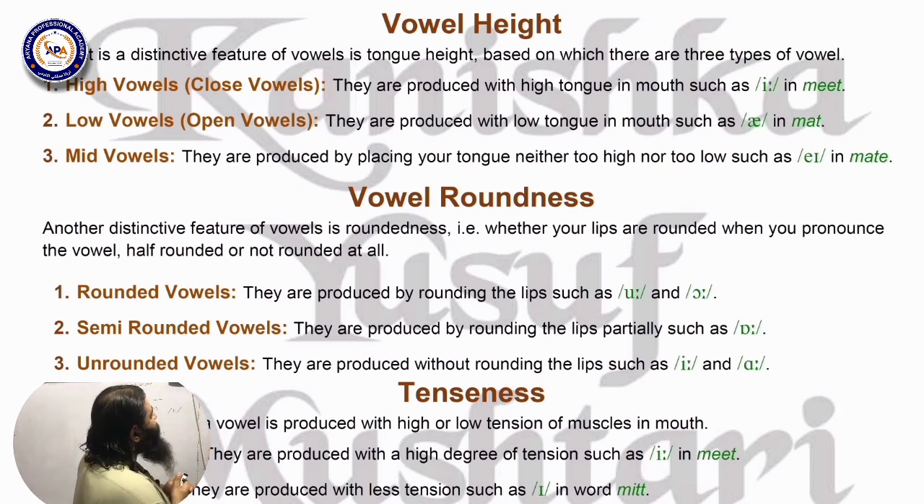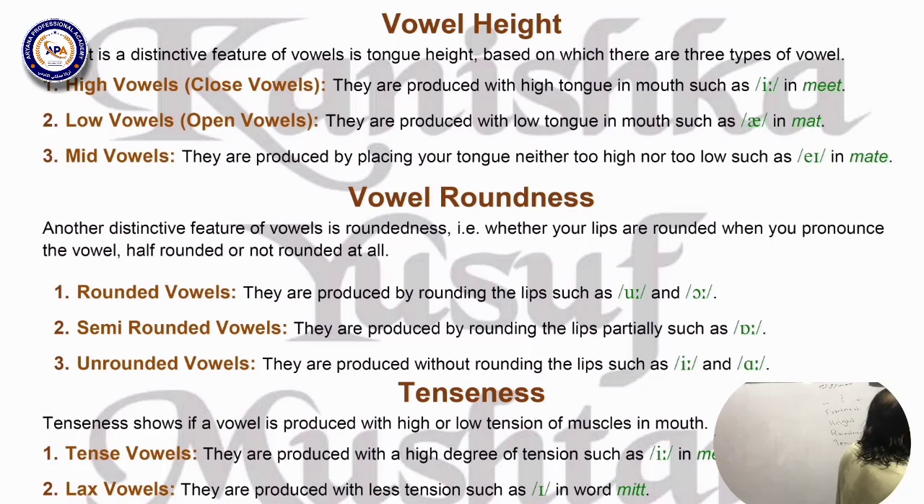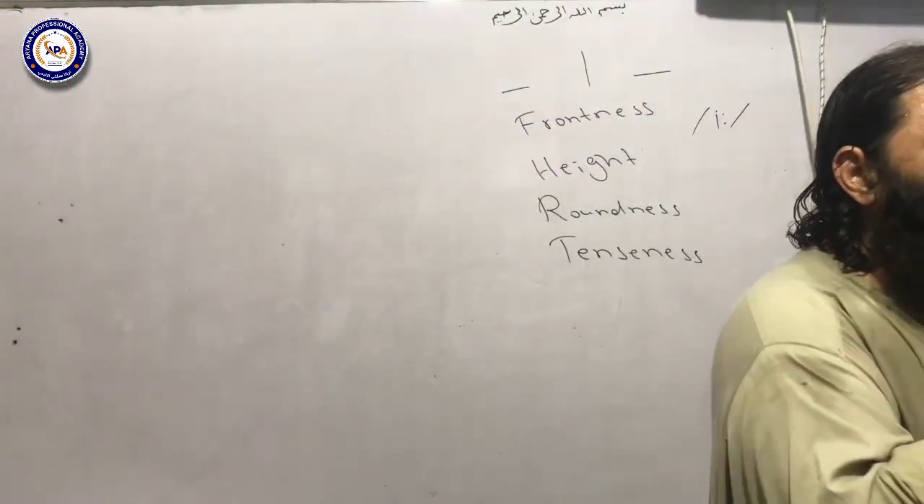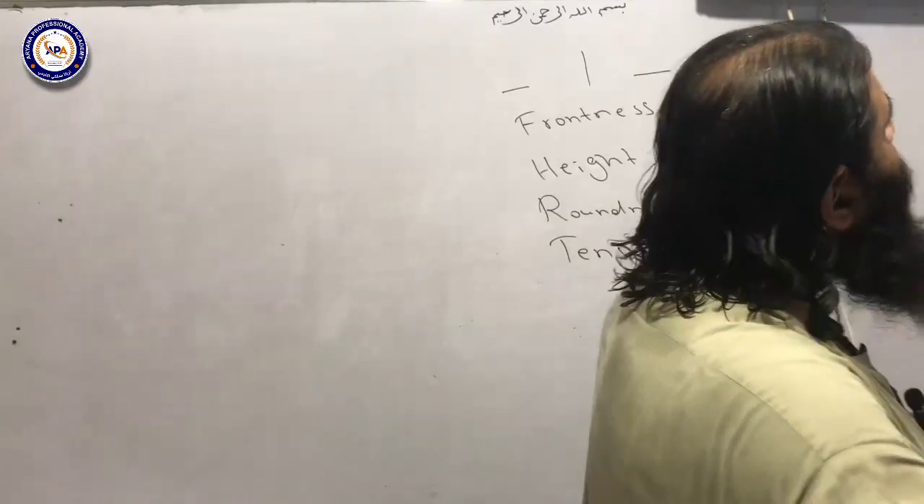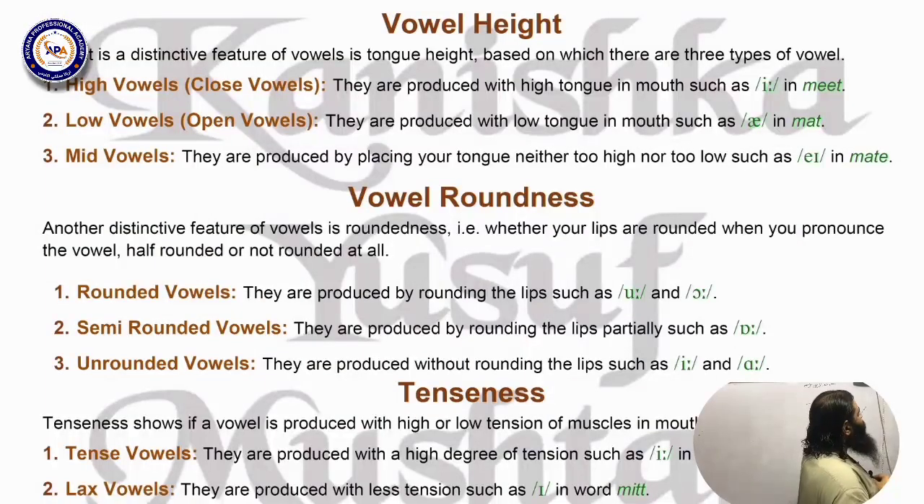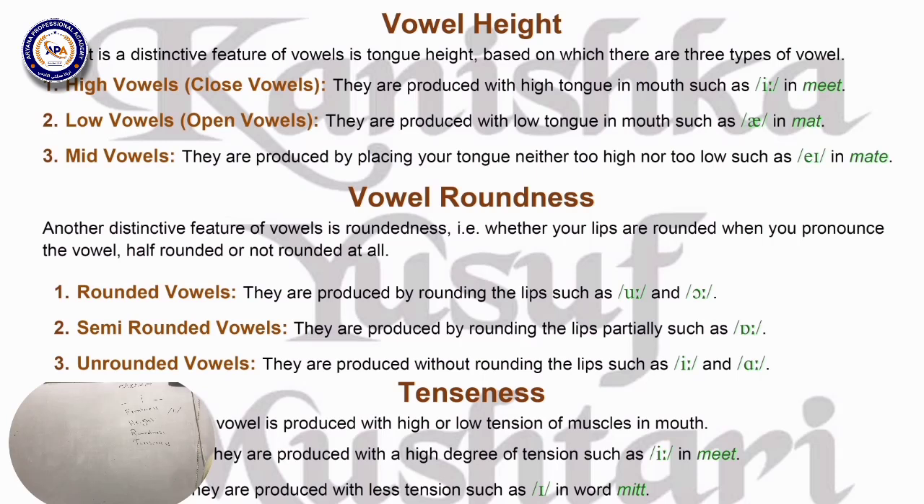And finally, tenseness, as I told you before. Tenseness shows if a vowel is produced with high or low tension of muscles in the mouth. Tension here means tightening or loosening the muscles. As a verb, tense means to tighten your muscles. So, first, tense vowels. They are produced with a high degree of tension. Tension means the tightening of the muscles, such as E. When you pronounce it, you tighten your muscles a little bit more, with a little bit more energy.